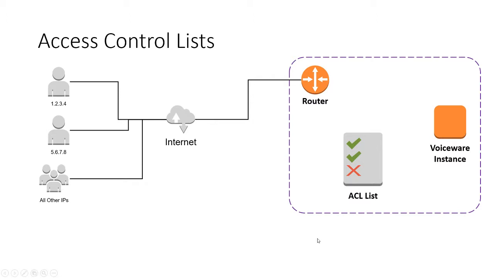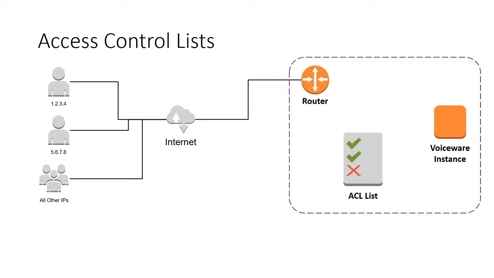The last thing I want to talk about here, as promised, is access control lists. Access control lists are one of the best things you can do in terms of security. What it is, it's just a simple list of people who are allowed to access your system. And by people, we reference that by IP addresses.